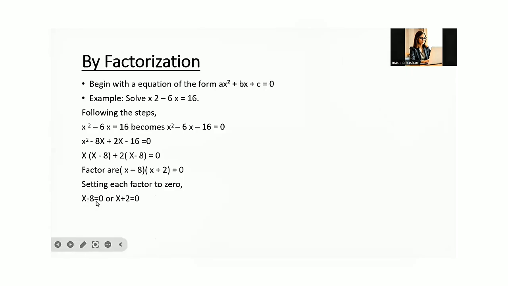So when we take x minus 8 equal to 0, as a result, when we take 8 to the other side, it will be x is equal to 8. Or when we take x plus 2 is equal to 0, when we take plus 2 to the other side, it will be x is equal to minus 2. So these values of x are also called roots or solutions of this quadratic equation. Okay, this was the factorization method.